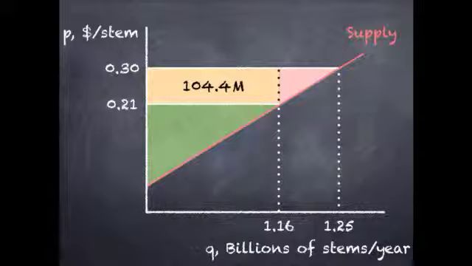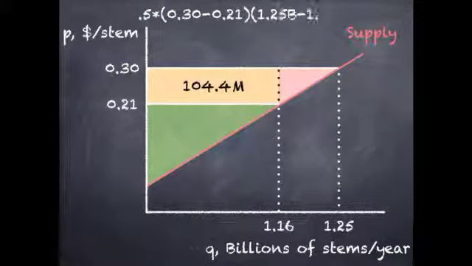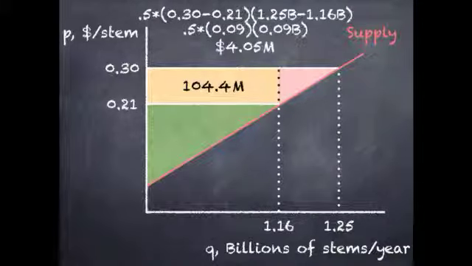Now we have to calculate this triangle to the right. If you remember, the formula for a triangle is 1/2 base times the height. So we have 1/2 times 30 cents minus 21 cents multiplied by 1.25 billion minus 1.16 billion. We simplify that out and we get 0.5 multiplied by 0.09 and 0.09 billion. Multiplying that through, we get 4.05 million. So this triangle is worth 4.05 million.